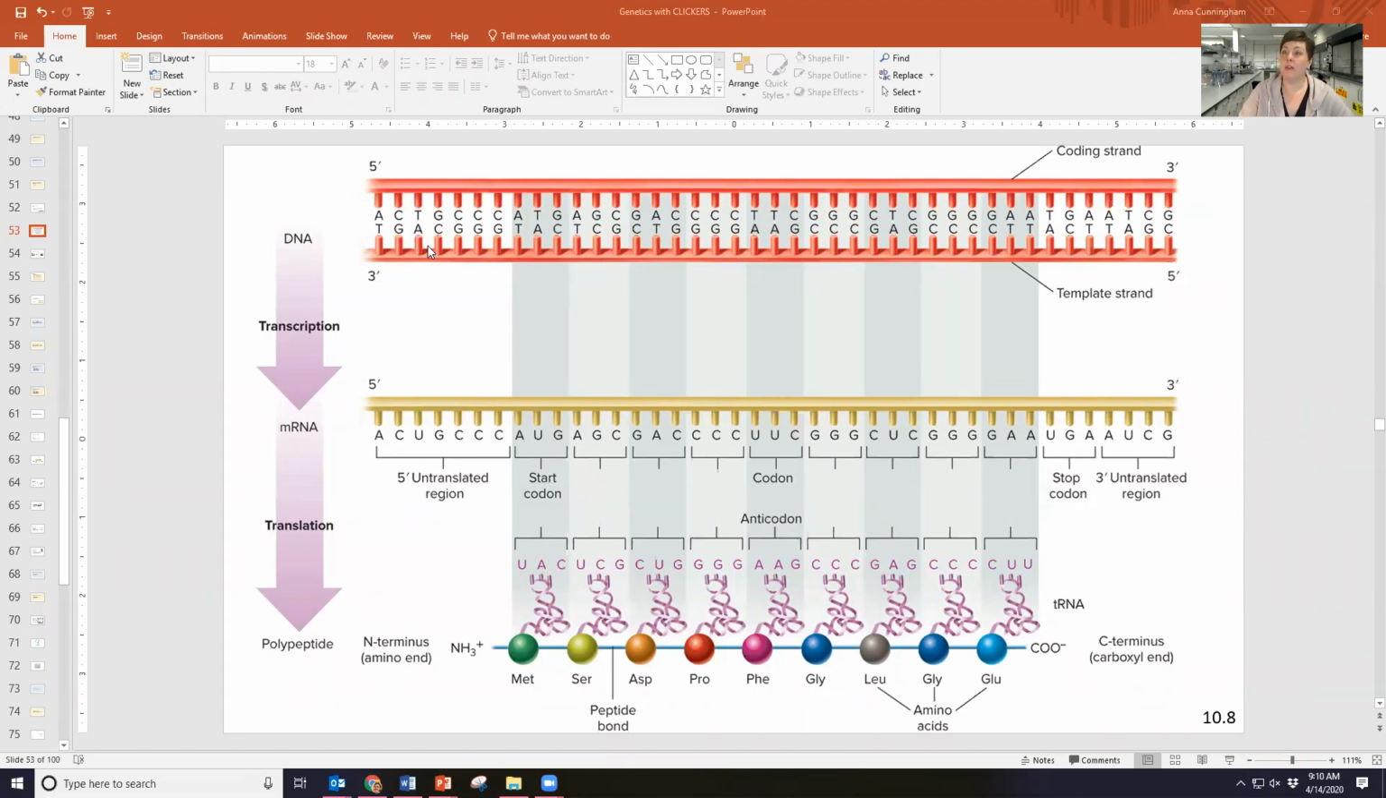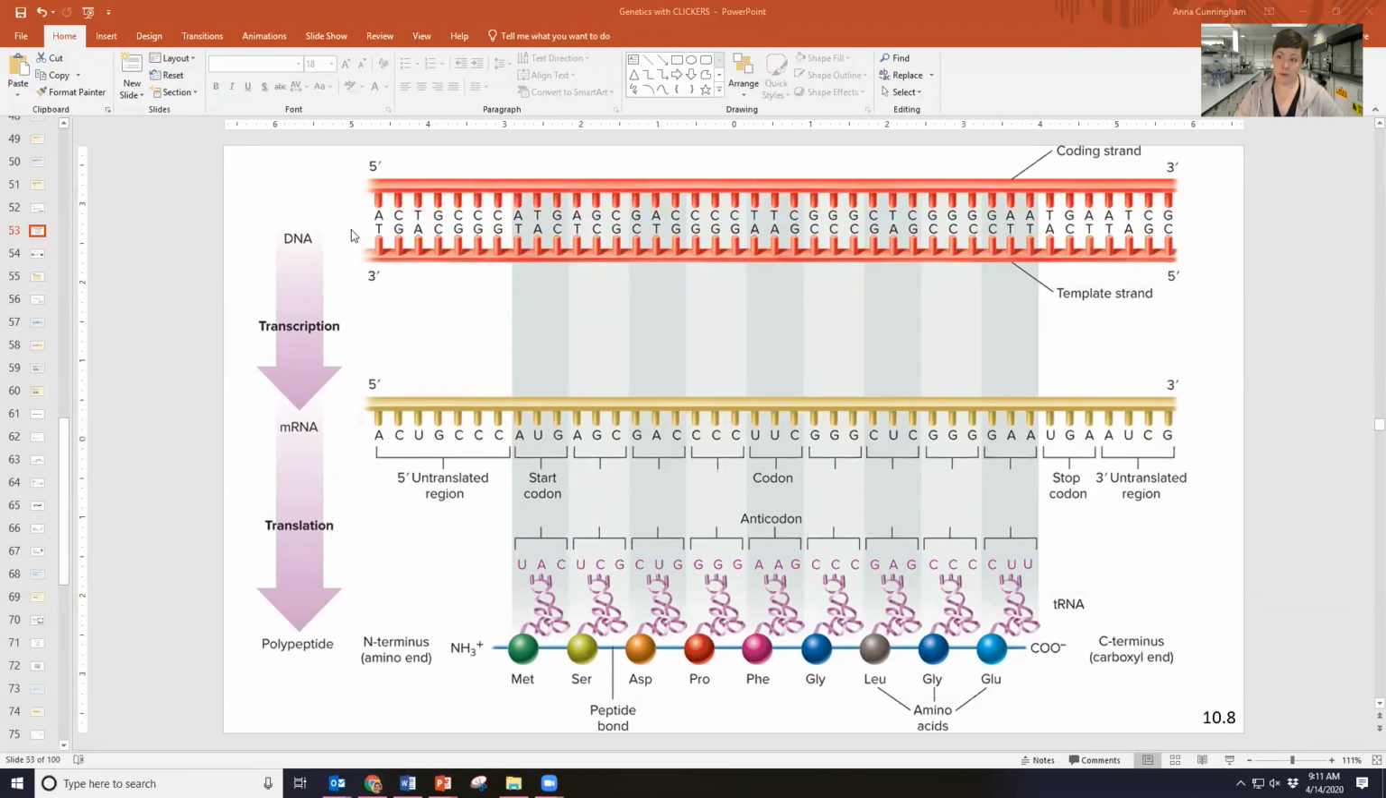And remember that the strand of DNA that will be transcribed into mRNA is the 3 to 5 prime strand. So this is called the template strand because it serves as a template for the creation of mRNA. So that DNA strand is in the 3 to 5 prime direction. It's transcribed by RNA polymerase, and that results in the production of a 5 to 3 prime strand of mRNA.